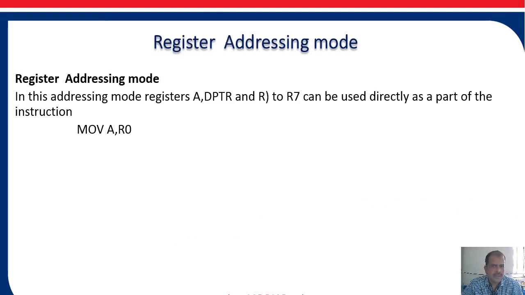Second is the register addressing mode. In this addressing mode, accumulator, data pointer register, and R0 to R7 registers are used as a part of instruction. So MOV A, R0, MOV A, R1, those type of instructions in which all these registers are involved is called as register addressing mode.